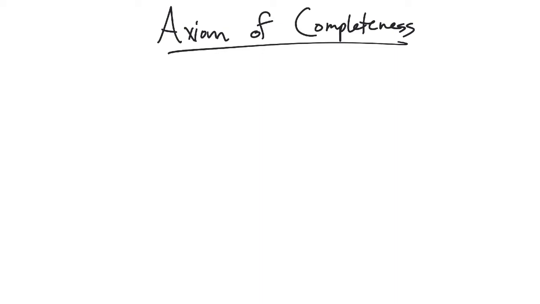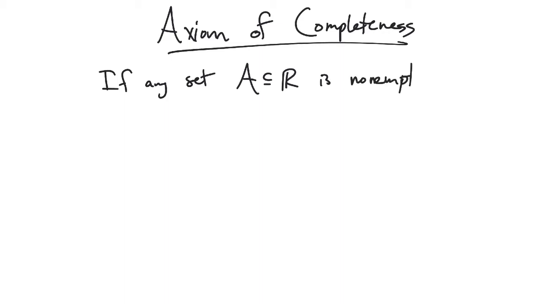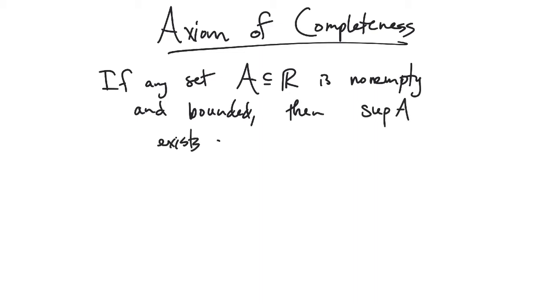I said last time that means that there are no gaps between them, but that's an informal way of thinking about it. The technical way that we write this completeness property is called the axiom of completeness, and I'll just write it down. It says: if any set, I'll call it A, subset of the real numbers, is non-empty and bounded, then sup of A exists and is a real number. All right, this is called the axiom of completeness.